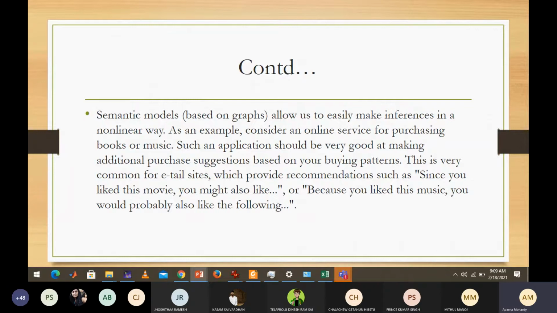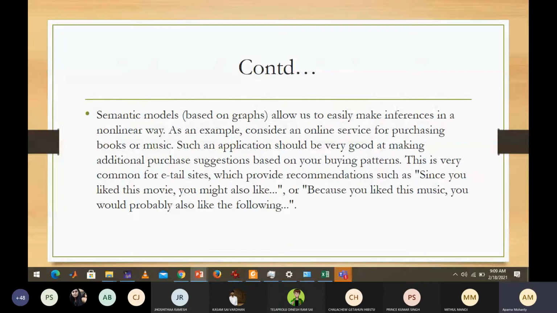So this is very common. Like you might have seen, since you like this movie, you might like this. There is a "you might like" tab on all the platforms. So these kinds of concepts get used because they follow this graphical approach.